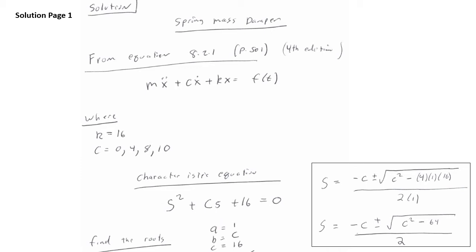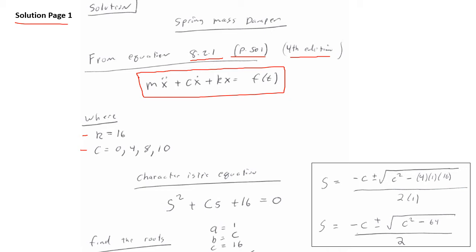So now I can begin my solution here. I know what they've given me, what they're asking me to solve for, and I have an idea for some governing equations. As I begin my solution, again, I reference back to that same equation. This is from 8.2.1 on page 501 of our text if we're looking at the 4th edition. And again, here is our general equation, m x double dot plus c x dot plus k x is equal to f of t, where for our particular problem, they give us a k value of 16 and 4 different c values from 0 to 10.